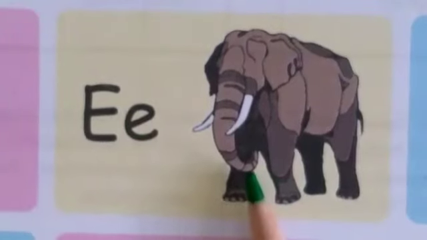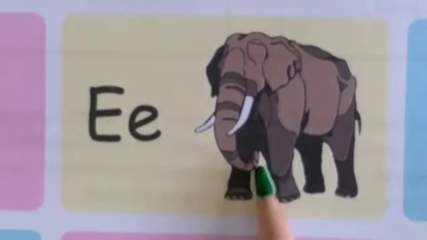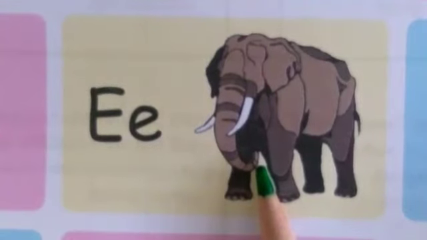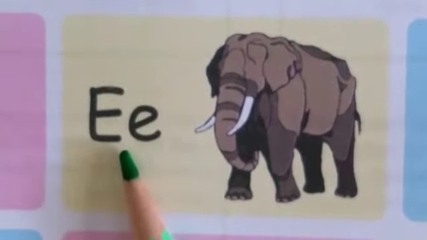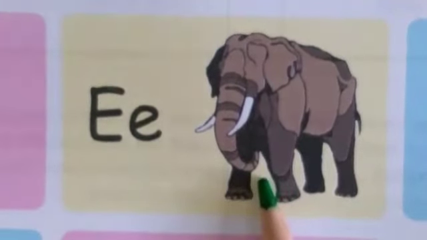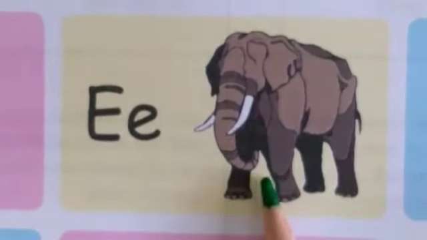What is this? This is an elephant. What is the beginning sound of elephant? E, elephant. So letter E has two sounds, and elephant begins with the first sound.